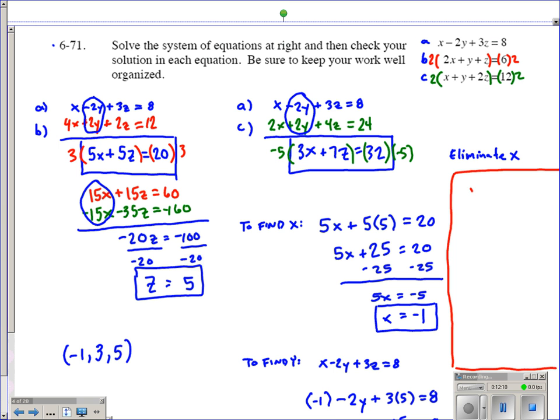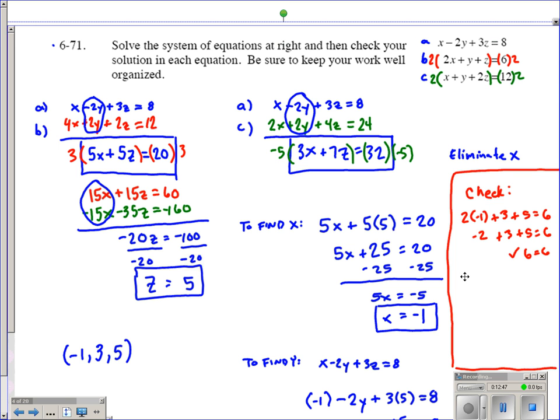All right, so this is our check. Let's plug in negative 1 for x. So we're going to say 2 times negative 1 plus our y, which is 3, plus z, which is 5. And that should equal 6. 2 times negative 1 is negative 2, plus 3, plus 5. Negative 2 plus 3 is positive 1, plus 5 is 6. We get 6 equals 6.